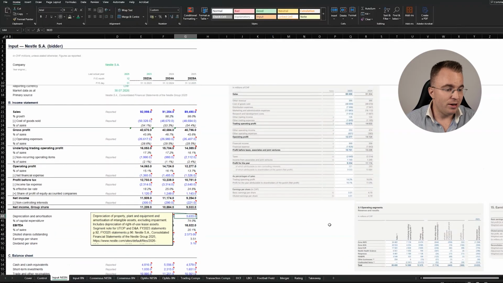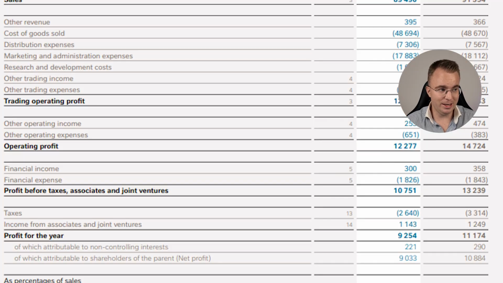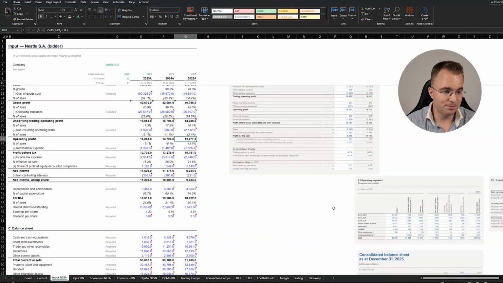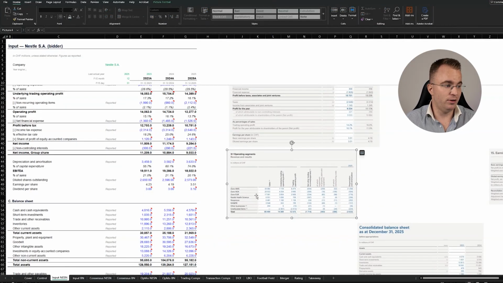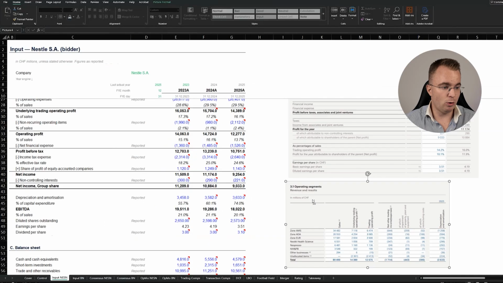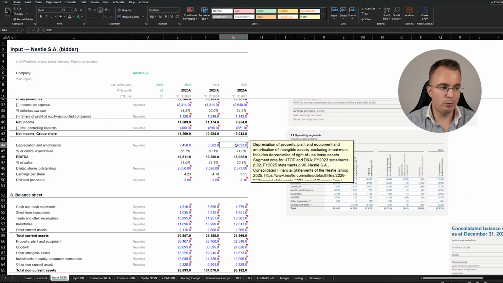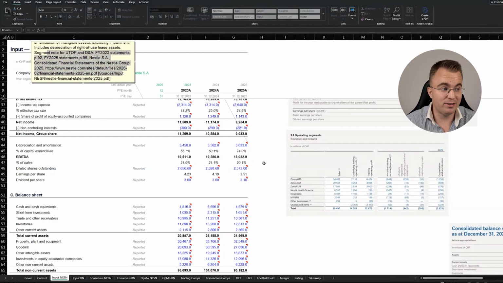Depreciation and amortization is often a special item. Sometimes it's shown directly in here, but oftentimes if it goes straight to operating profit, which is EBIT, which in this case is the case, we do not see D&A immediately. So we need to go into the notes. In this case, it's note 3.1. And here you can see depreciation and amortization for 2025 is 3633. So that's the number we plug in. And again, we include a clear note of where this can be found.